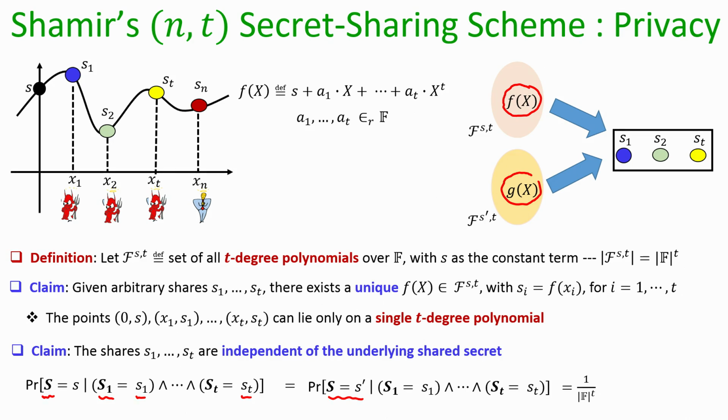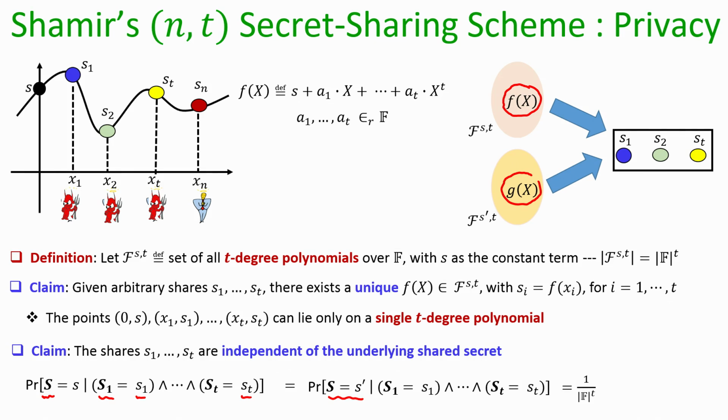If you remember the steps of Shamir secret sharing, the polynomial used by the dealer is randomly chosen either from the set F to the power s comma t or F to the power s prime comma t. That means the probability that f of x is indeed the polynomial picked by the dealer and s1 to st are the resultant shares is 1 over the size of the field raised to the power t, and the same holds with respect to the secret s prime.